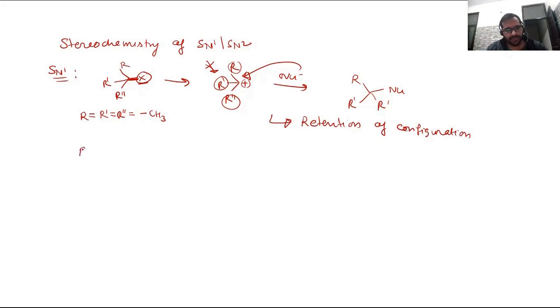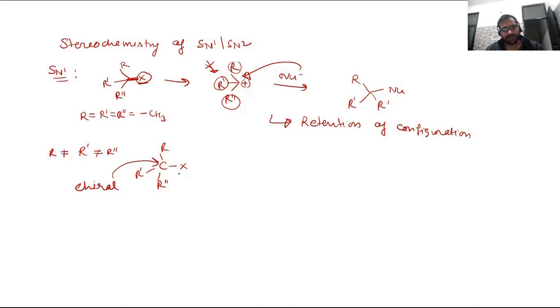But suppose we have different R groups, that is R is not equal to R dash and R dash is not equal to R double dash. Then this carbon will be chiral, that is this is X, this is R, R dash and R double dash. Now these three R groups are different and the X group is also different, and since this carbon has 4 different groups, this carbon will be chiral in nature.